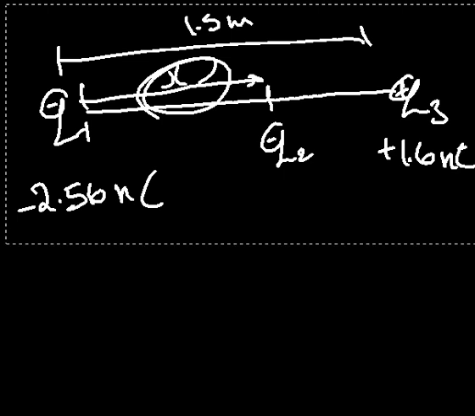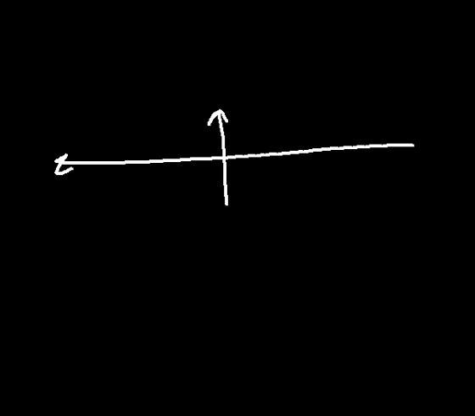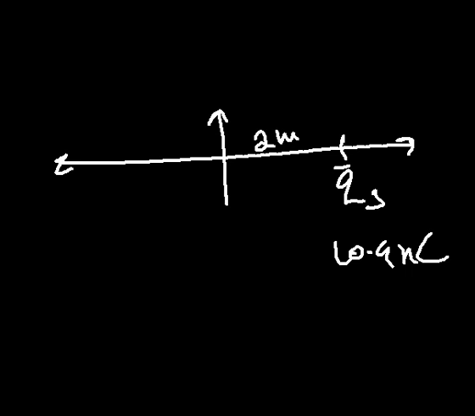So that's how you should understand the superposition principle in one dimension. And what if we have this case as well? Let's say this is the Cartesian plane, and of course this is the x-axis, and let's say the distance from the origin to some charge, charge 3, which is negative, given as 10.9 nanocoulomb, is 2 meters.